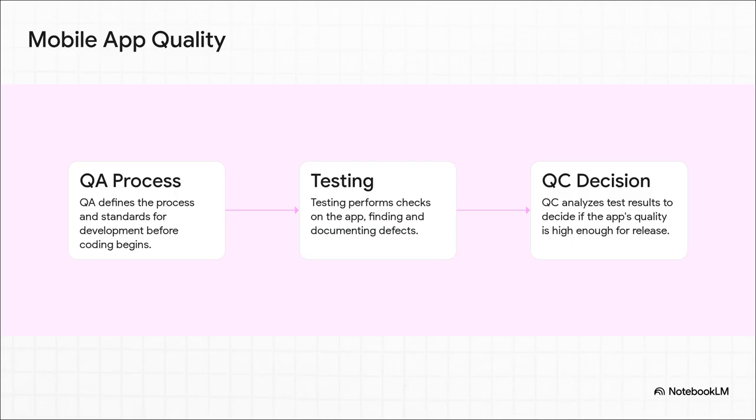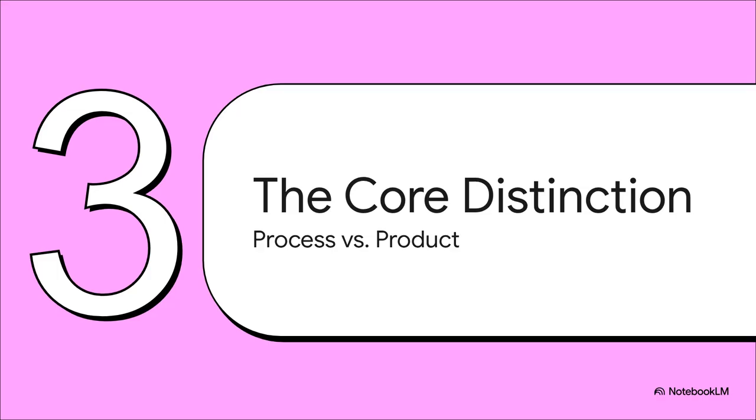And finally, someone in a quality control role looks at all that data. They see, okay, the testers found 12 bugs, but only 2 of them are really critical. And based on that analysis, they make the final call. The quality is good enough. We're ready to launch.